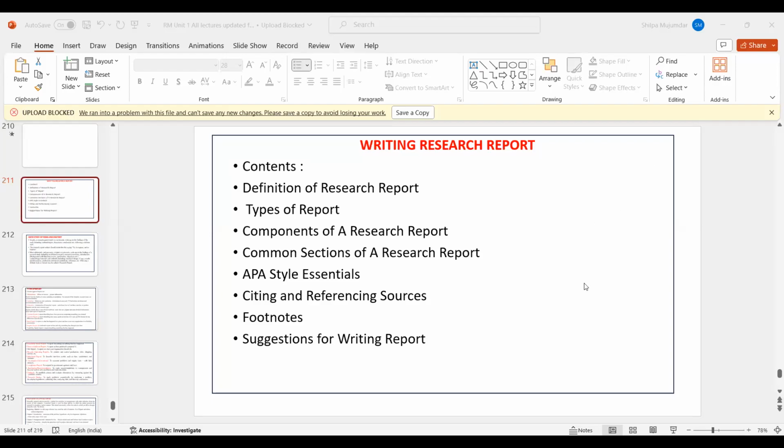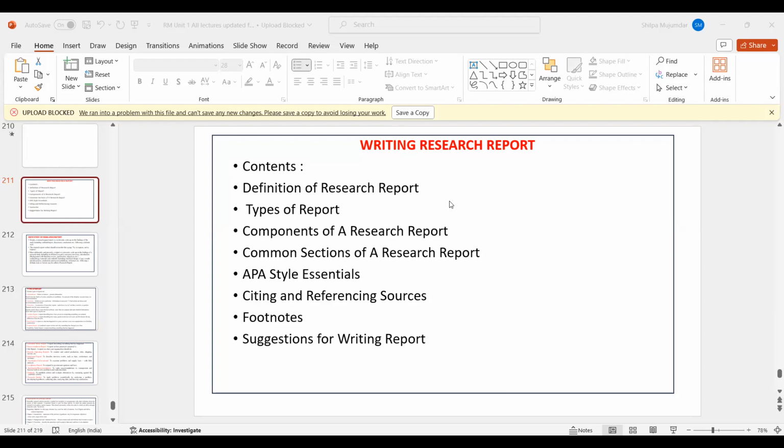Hello, students. Now we will continue with the next session, or next part, where we are going to see what is report writing, or what is research report writing. So, what are the contents for this? We will first see the definition of research report.